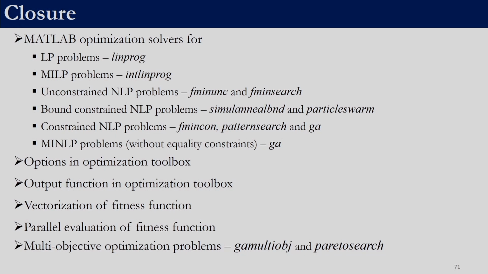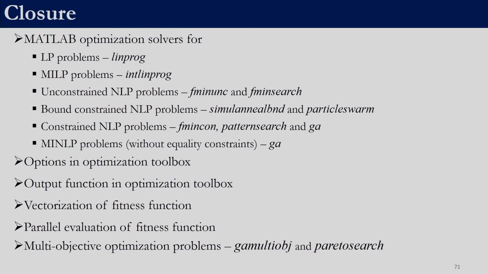With that, we will be concluding our discussion on inbuilt optimization functions which are available in MATLAB. As part of this we had seen function linprog to solve linear programming problems, intlinprog to solve MILP problems. We had looked into fminunc and fminsearch, which were used to solve unconstrained nonlinear programming problems. Remember, it does not support bounds on decision variables. For only bound constrained NLP problems, where there are no linear or nonlinear constraints, we had discussed simulated annealing and particle swarm optimization.